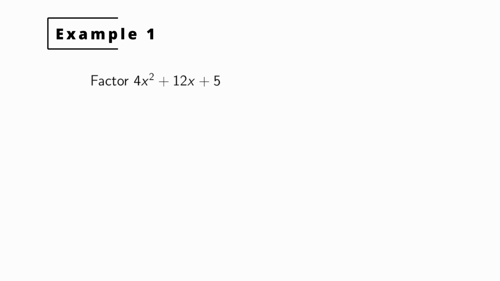Let's do an example. So here we have a quadratic trinomial, 4x squared plus 12x plus 5. So the a is 4, the b is 12, and the c is 5. That means that a times c is 4 times 5, which is 20, and b is 12. So we need to find two numbers whose product is 20, a times c, and whose sum is 12. Now, in general, it may not be possible to find two such numbers. But in this instance, 10 and 2 will work, right? 10 times 2 is 20, 10 plus 2 is 12.